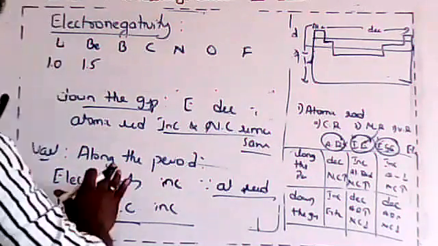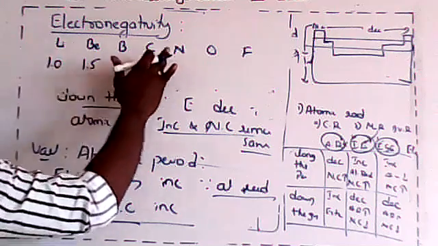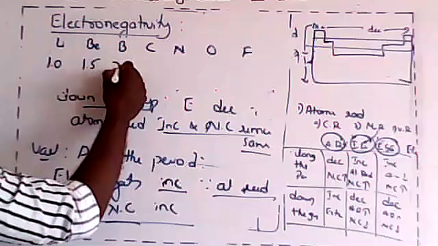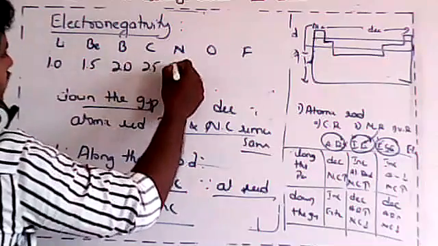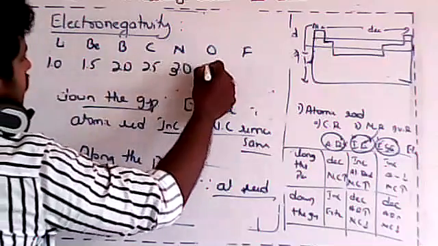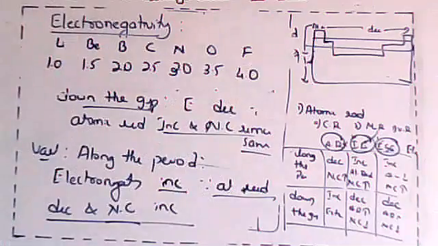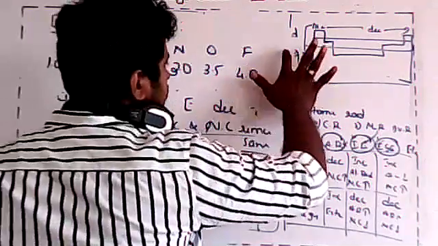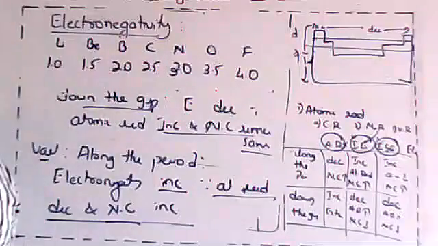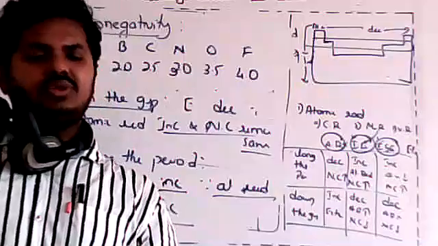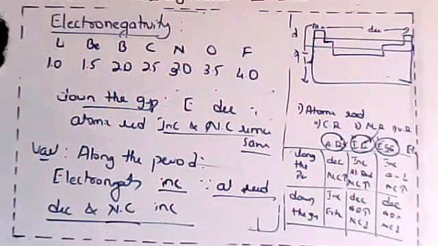That's enough. You can see along the period electronegativity is increasing. Along the period electronegativity increases: 2.0, 2.5, this is 3.0, this is 3.5. So fluorine is 4.0. Can anyone tell me what is the value for the next element? The next element is neon. It's actually kind of no unit. Don't worry, it is just a comparison.